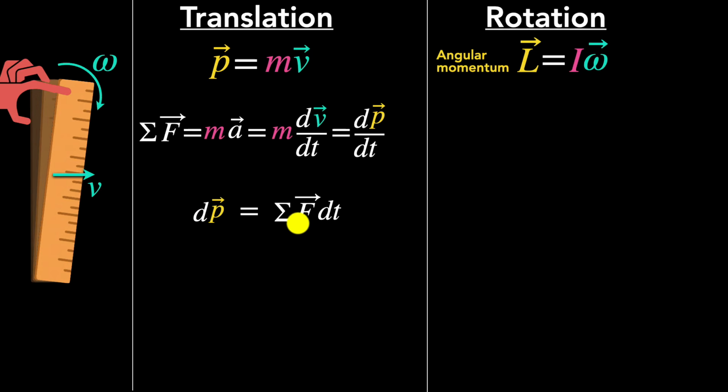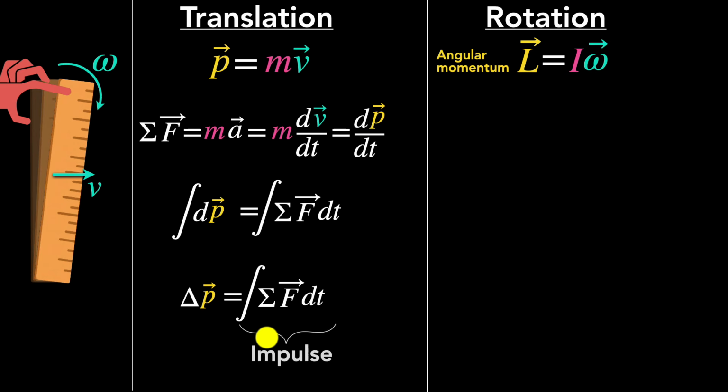Since this is a differential term, let's integrate it on both sides. When I do that, on the left-hand side, I get the change in momentum. That equals this term, which we call the impulse. So impulse is basically the product of the net force acting on an object times the time over which that force is acting. Of course, if that force is changing over that time, we'll have to integrate that, okay?